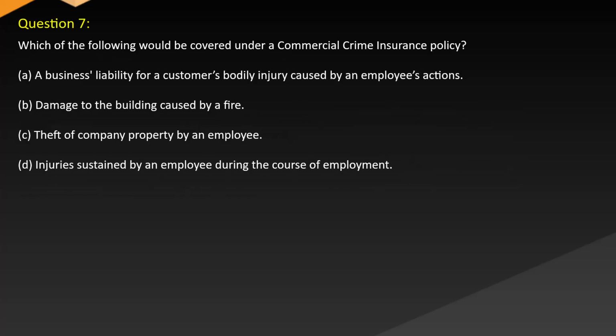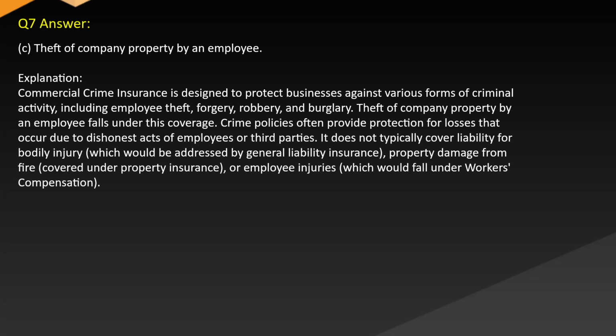Question 7. Which of the following would be covered under a commercial crime insurance policy? A. A business liability for a customer's bodily injury caused by an employee's actions. B. Damage to the building caused by a fire. C. Theft of company property by an employee. D. Injuries sustained by an employee during the course of employment. Answer C. Theft of company property by an employee.